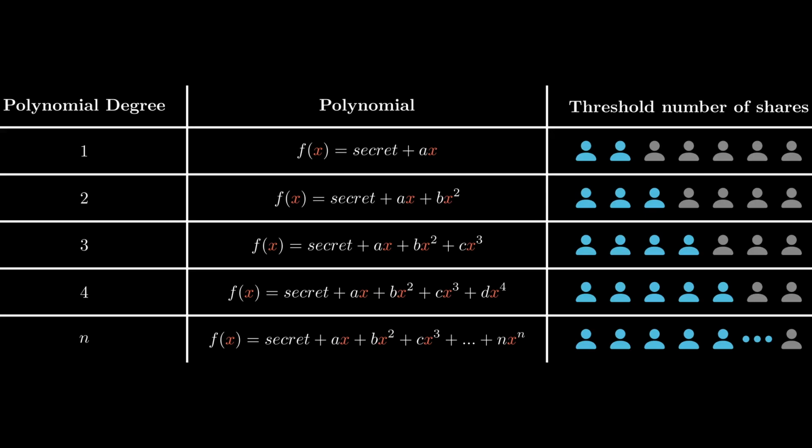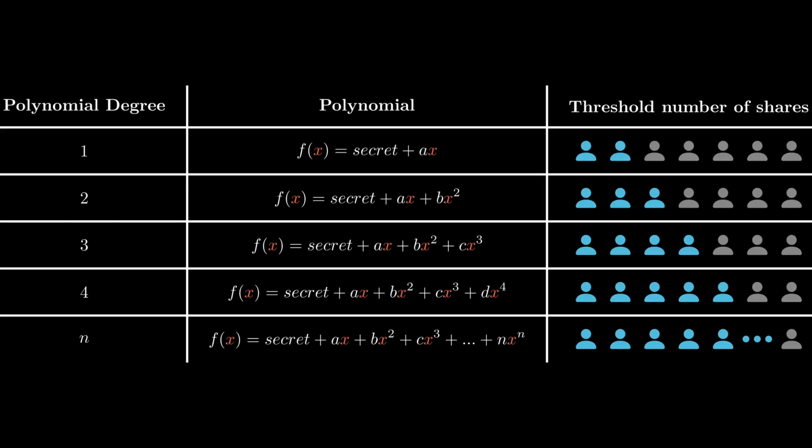In the first case, where we wanted 2 shares to be able to recover the secret, we used a line, which is a polynomial of degree 1. The degree of a polynomial is represented by the highest power of x in the equation of the curve. For example, in the case of a line, the highest power of x is 1. Hence, it's a polynomial of degree 1.